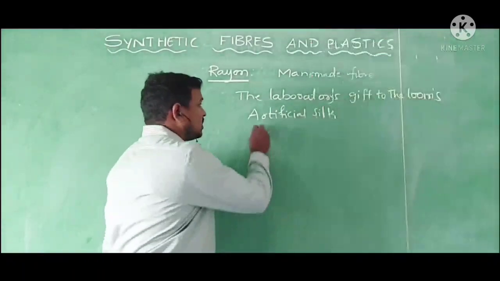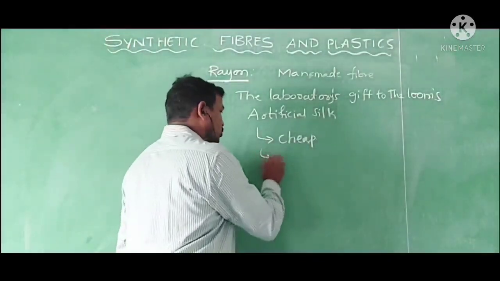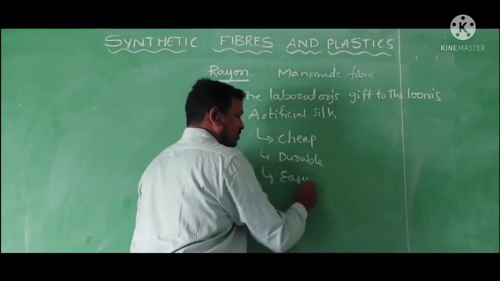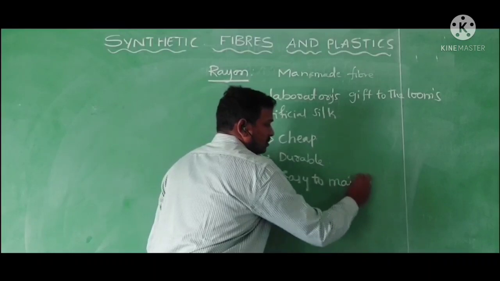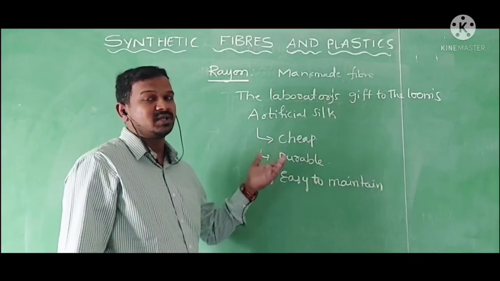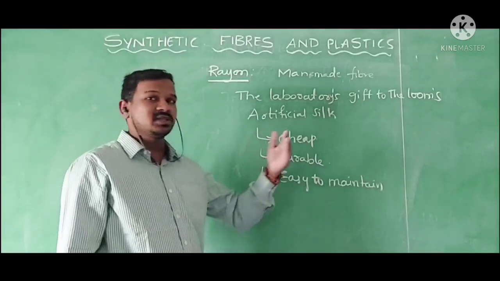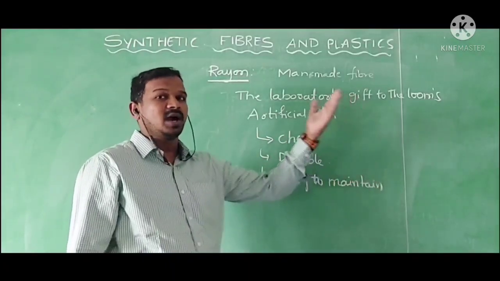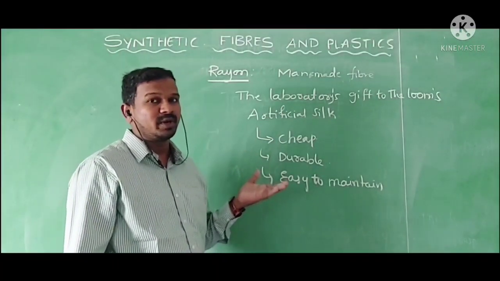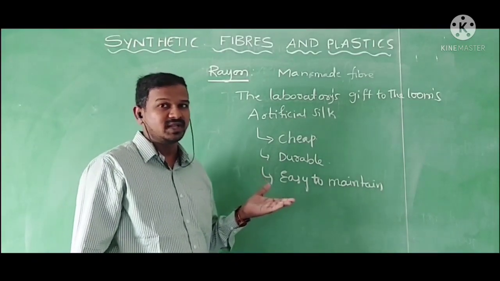This artificial silk is cheap in price, durable, and easy to maintain. The characteristics of artificial silk are the same as natural silk. For that reason, even where natural silk is an option, we go for artificial silk because of these three reasons. There are some properties and some uses of rayon that we are going to discuss.